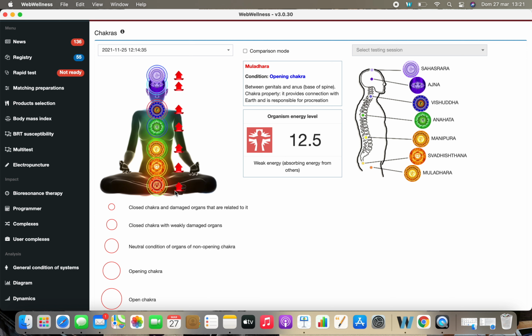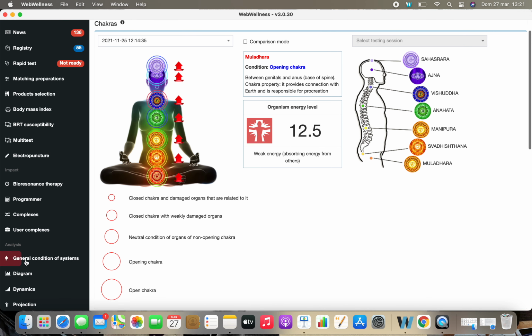Also, we can see the red lines. What does it mean? Red lines mean basically that the person is giving energy. If the line is green, it means that the person is receiving energy in a specific chakra. It shouldn't be red or green for every chakra. Sometimes one of them can be green, another one can be red, so it can vary. In this case, the person is giving energy on all fronts.